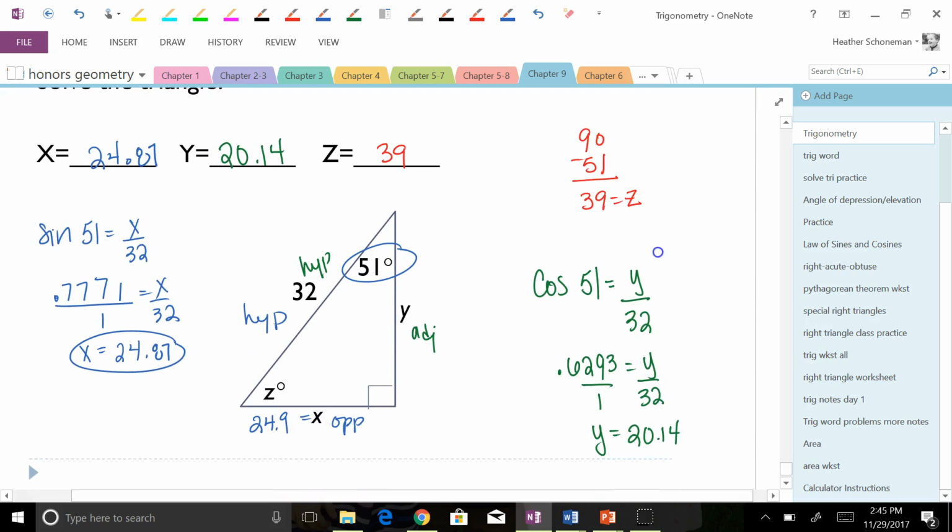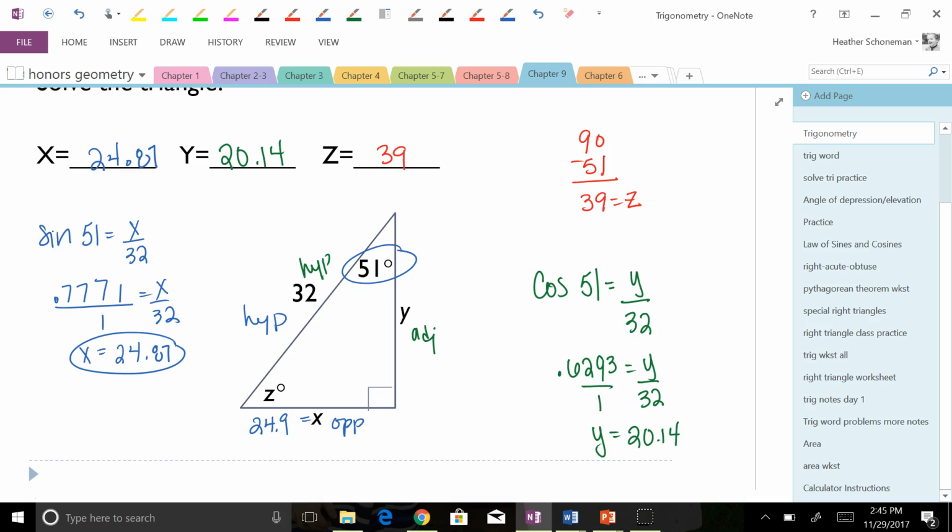Alright, here's the answer I got for number 3. Z was easy to find. I could just subtract it from 90. 90 minus 51 and got 39 here for Z. That wasn't bad. Then this time I did trig twice. You can do trig twice, you can do trig once, and then Pythagorean theorem once. It doesn't matter. It's up to you. Now when you round, you may get something slightly different, but overall you're going to get the same thing.